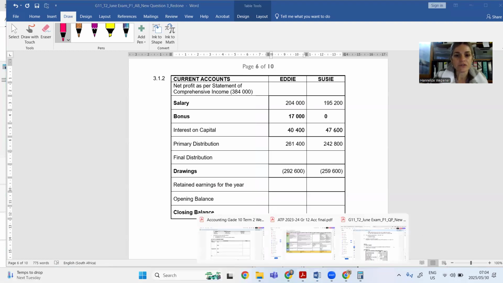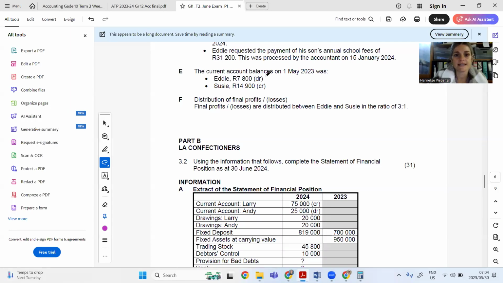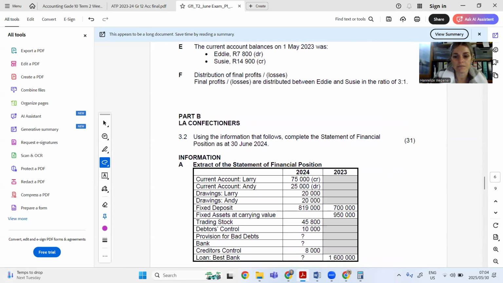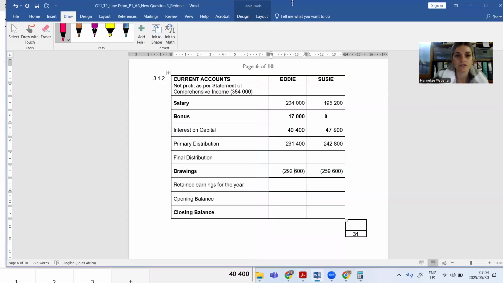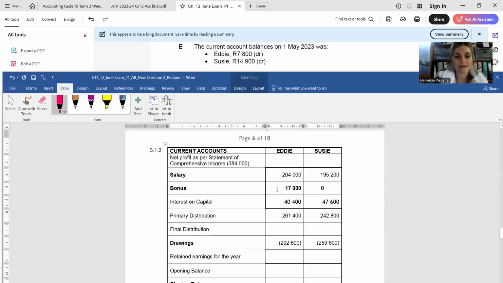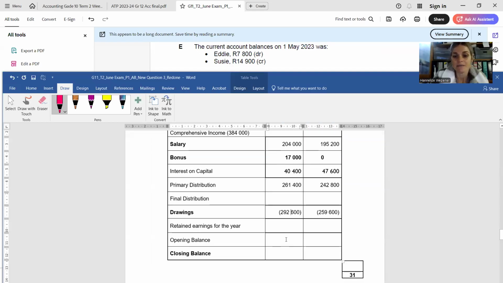Okay. And then we move on to the last bit of information. It says that the current account balances on the 1st of May were the following. So Eddie had a debit balance. In other words, he had a negative balance, meaning that in the previous financial years he withdrew more than what he earned, whereas Susie had a positive balance. Remember, capital and current accounts are equity accounts, and equity accounts have credit balances if it is a positive balance, and if it's a negative balance, it has a debit balance.